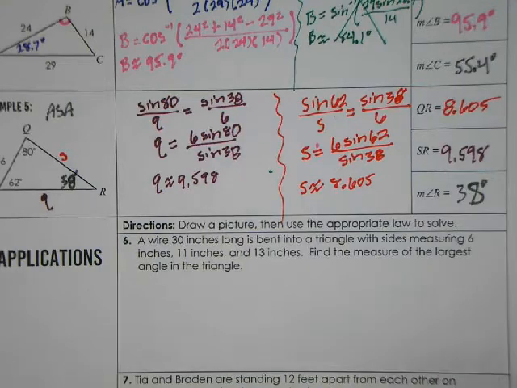On number 6, a wire stretches, what does it say, 30 inches long. A wire 30 inches long is bent into a triangle with sides measuring 6 inches, 11 inches, and 13 inches.